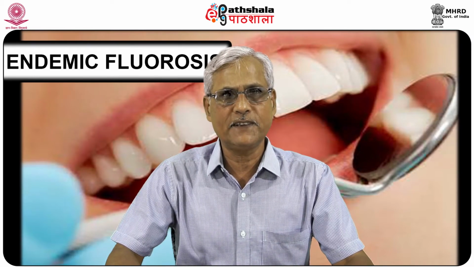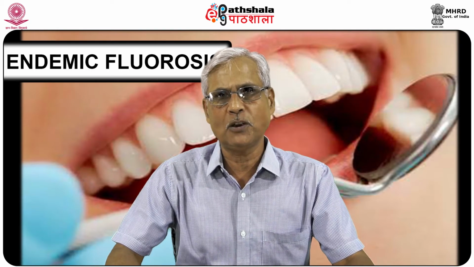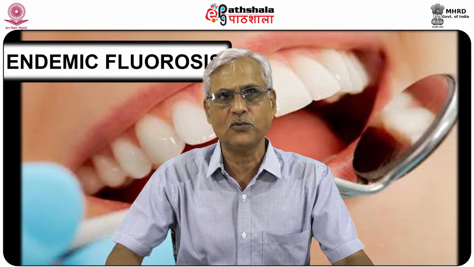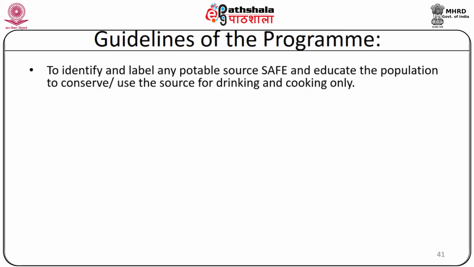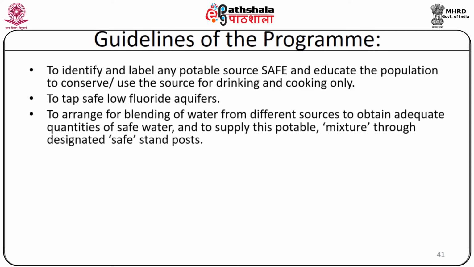Guidelines of the program have been set to identify and label any potable source as safe, and educate the population to conserve and use the source for drinking water and cooking only. To tap safe, low fluoride aquifers, to arrange for blending of water from different sources to obtain adequate quantities of safe water, and to supply this potable mixture through designated safe stand posts.